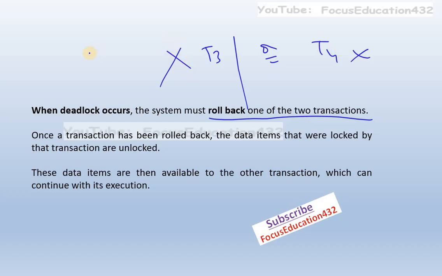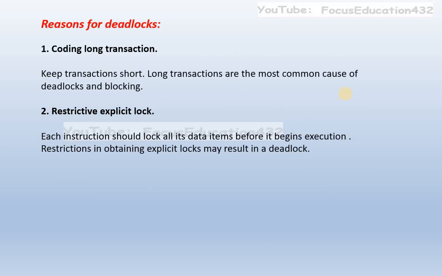Because once it is rolled back or undone, it will release the locks held by the transaction so that another transaction can proceed, right? So this situation is called deadlock, where both transactions are waiting for each other to unlock the things. So now finally, what we see are the reasons for deadlock.